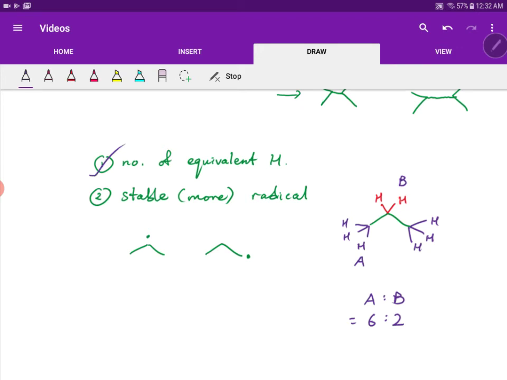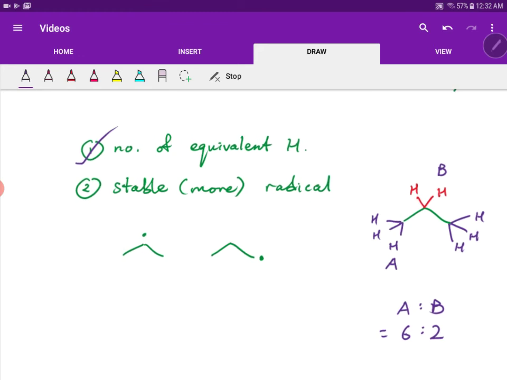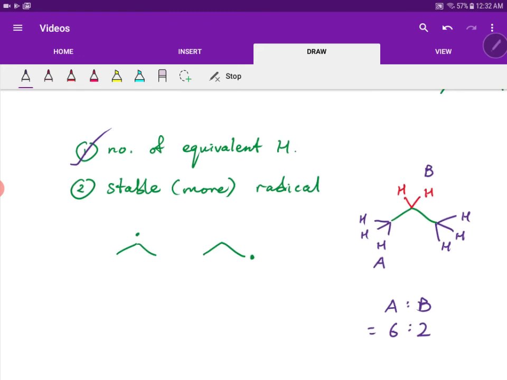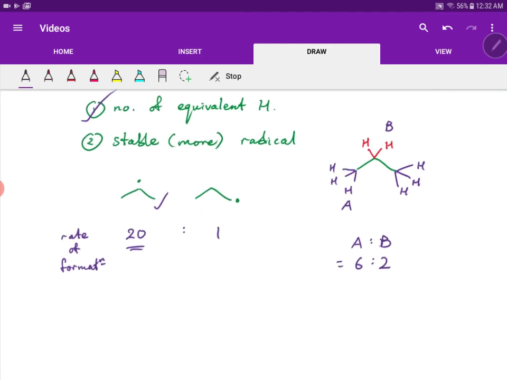So what about the stable radical? Let's say the data shows you that the rate of formation of this radical is 20 times the rate for the second one. So how do I know the proportion of products? You can form both of these radicals, but the secondary radical has a higher chance of forming, a faster rate of reaction.